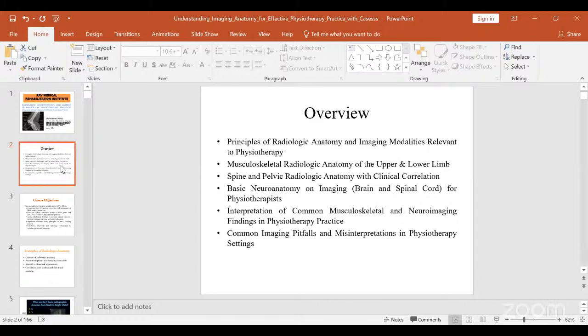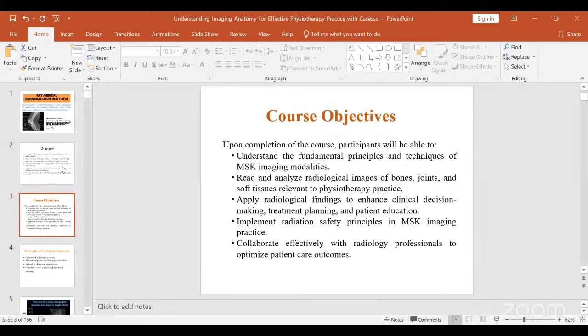We'll also discuss neuroanatomy and imaging; particularly, we'll spend a lot of time on the brain and then perhaps the spinal cord relevant to those conditions we see or manage in physiotherapy practice, and then interpretation of those common musculoskeletal and neuroimaging findings. Then common pitfalls. Some of these patterns also have mimic pathologies, and we could wrongly misinterpret them and begin to institute a wrong treatment based on a poor or wrong diagnosis. So we will see what are those exceptions that may mimic pathology.